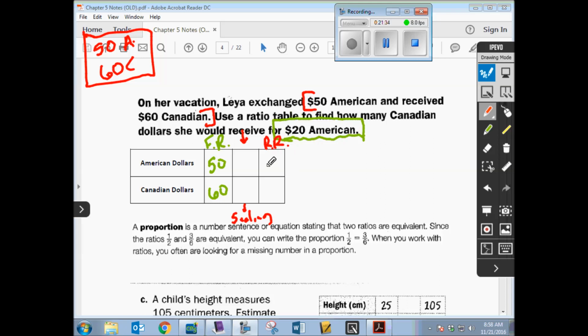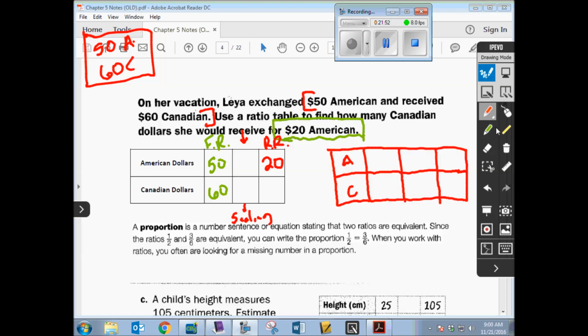So what did they give us? Did they give us a certain amount of American dollars or a certain number of Canadian dollars? American, right? So we're going to put that there. Now, before you guys start this, is there anything I can do to go from 50 to 20? Is there any division? No, this is where scaling would be necessary. So I want you to pause and I want you to try this.